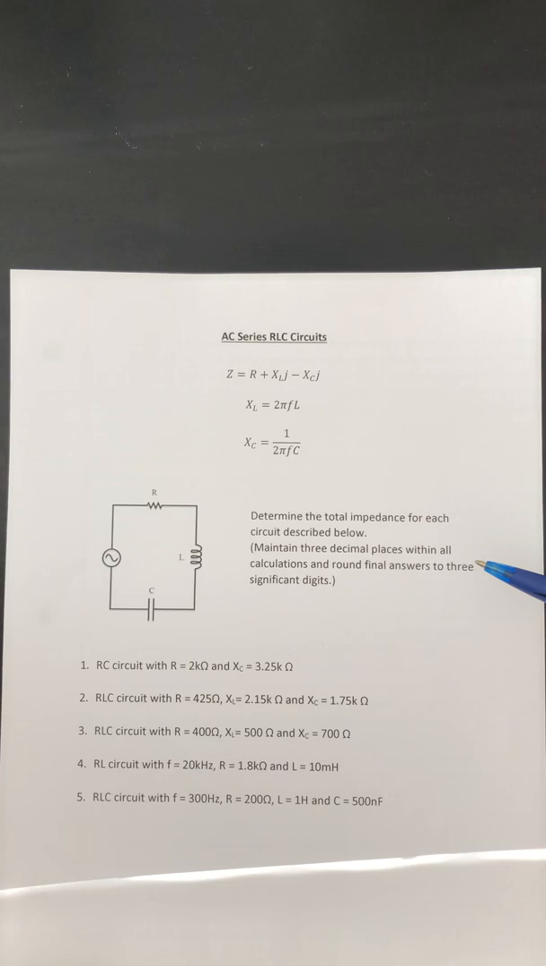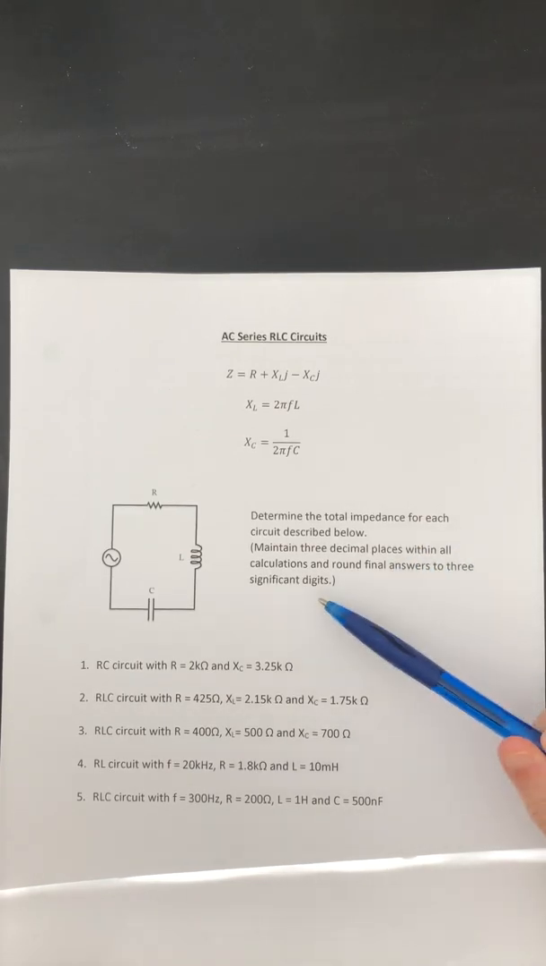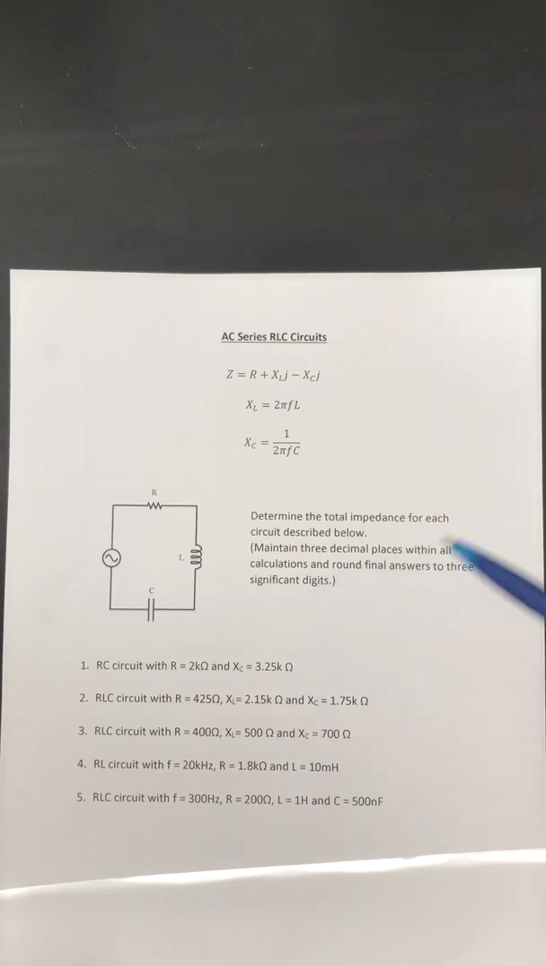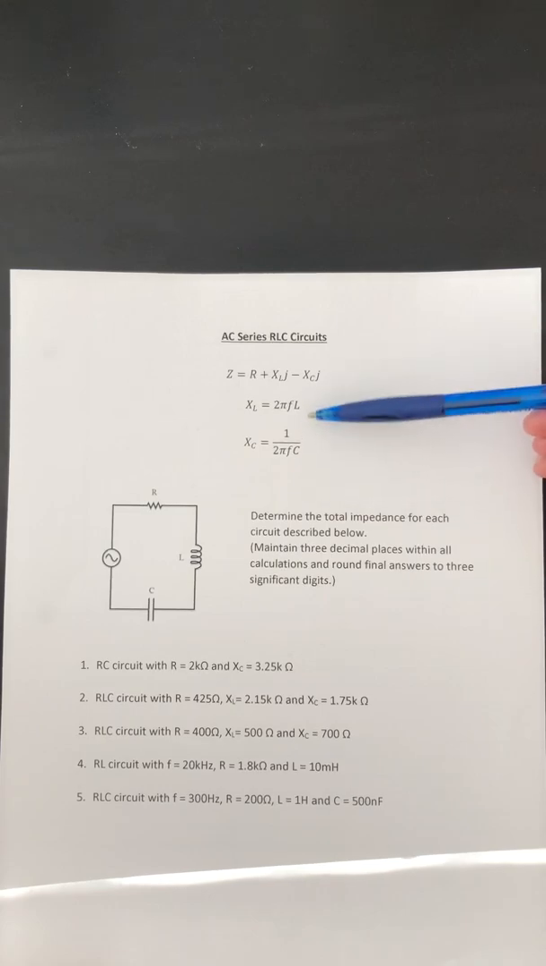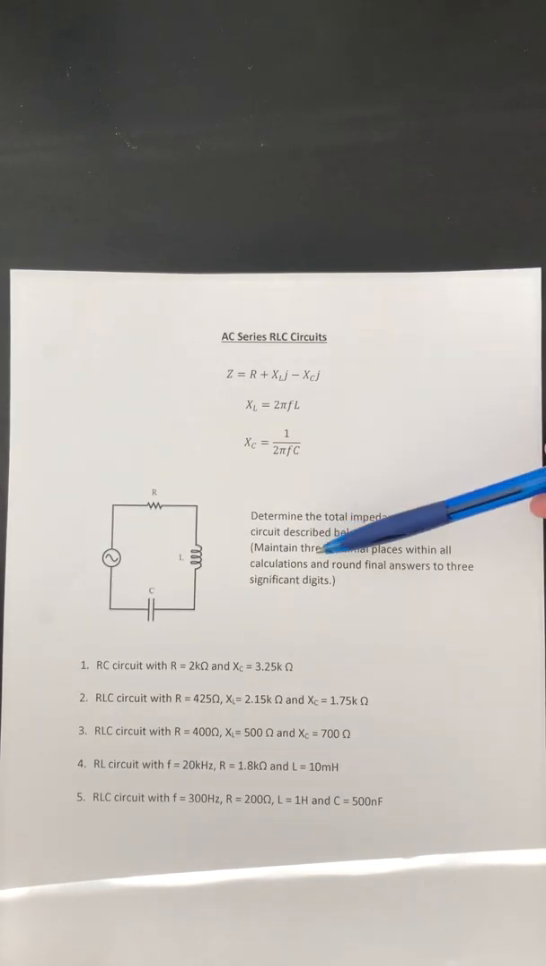And we're going to round our final answers to 3 significant digits. But if we have to make some calculations first, before that final answer, we're going to keep 3 decimal places on those quantities.